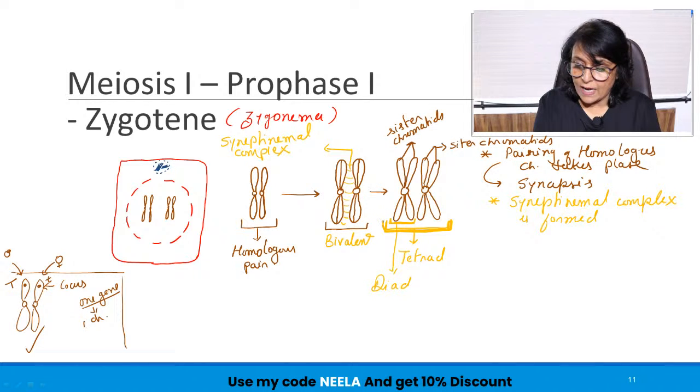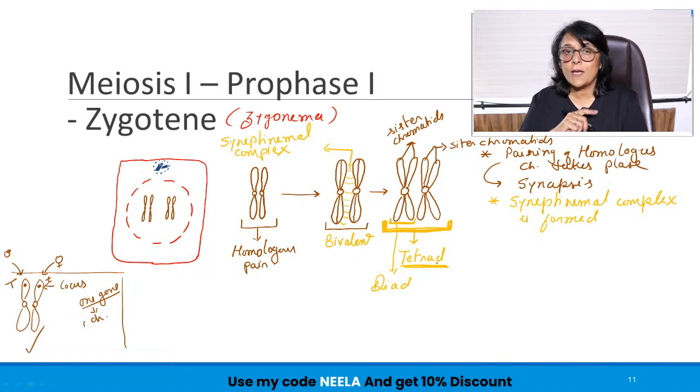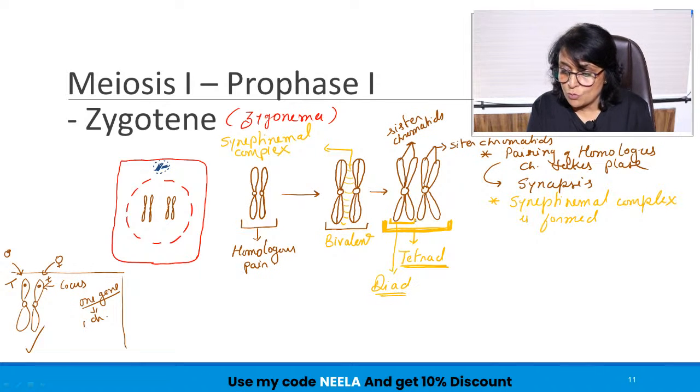So this complete stage where every chromosome is showing two sister chromatids is called a tetrad. So in one homologous pair, you will see only one tetrad. But in one homologous pair, which is now seen in the form of a tetrad, how many dyads do you have? You have two dyads.